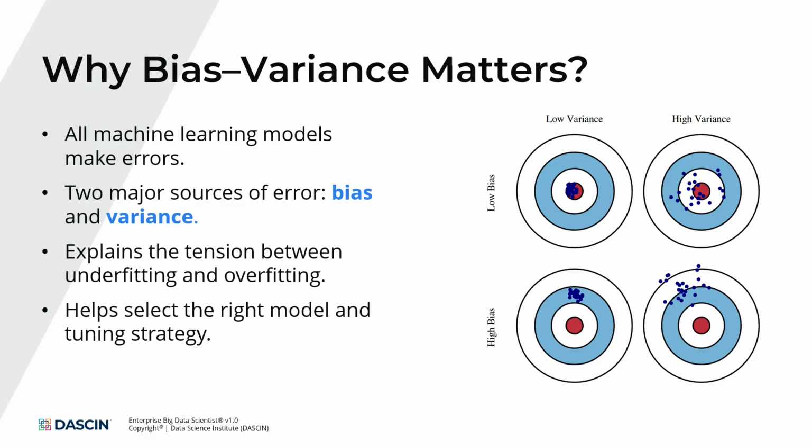All machine learning models make mistakes. The key question is, where do these mistakes come from? Two major sources of error are bias and variance. Understanding these helps us explain why models underfit, why they overfit, and most importantly, how we can adjust our models to find the right balance.